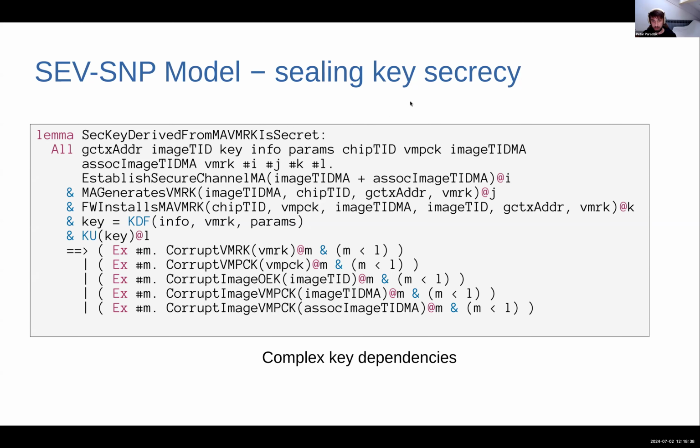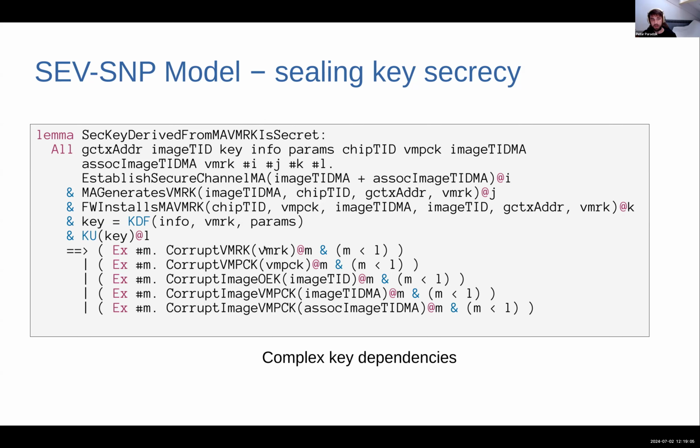It can request various kinds of services, and among other things, one of the things it can request is for keys to be derived by the firmware. So the firmware can derive keys for the guest, and this is the lemma that specifies the secrecy of such a derived key.